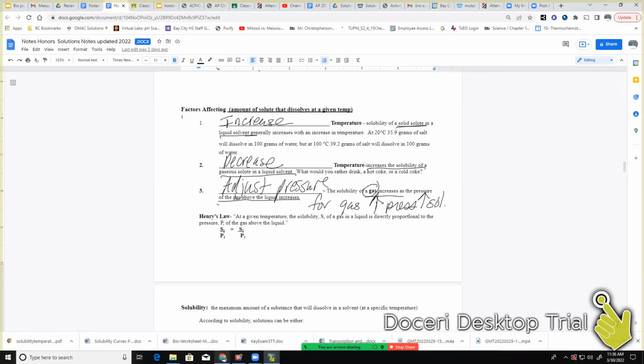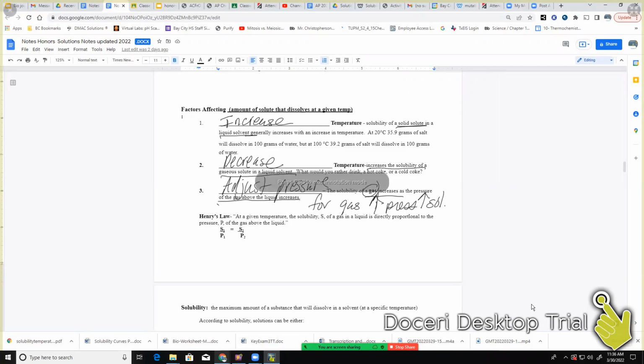And this is dictated by Henry's law, which says at a given temperature, the solubility of a gas in a liquid is directly proportional to the pressure. And that formula looks a little bit like some of our gas laws. We're not going to work any problems with it. So you just really need to know that relationship, and then it only really deals with gas solutes.